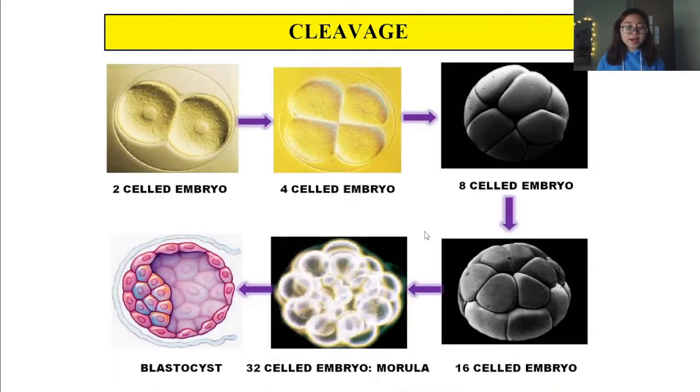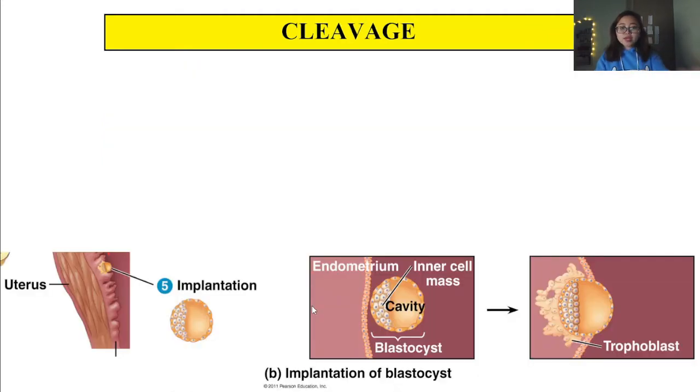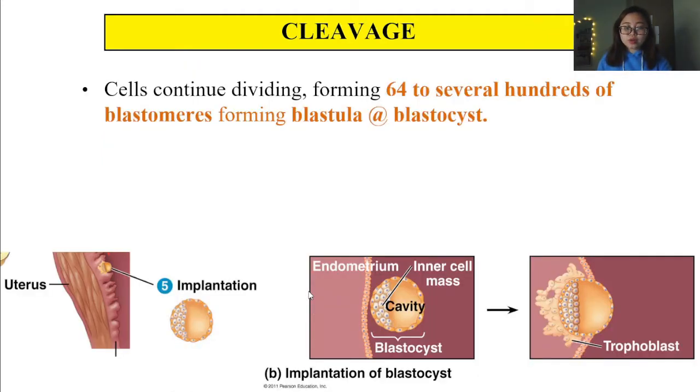Okay, so this is a diagram showing what I explained just now. From 2 to 4 to 8 to 16 to 32. And then we are going to continue with what happens to the embryo. The cells will continue dividing and forming 64 to several hundreds of blastomeres, forming a blastula or blastocyst.